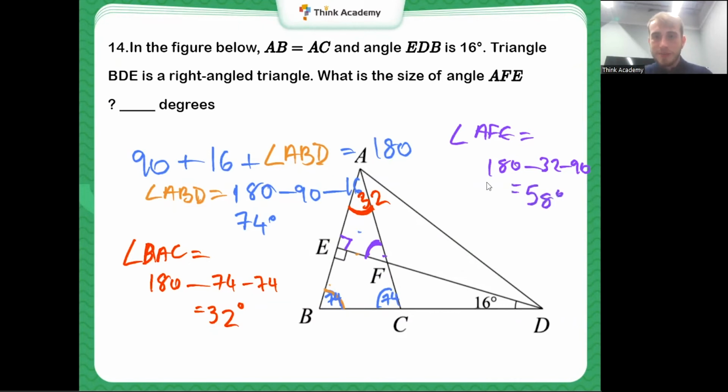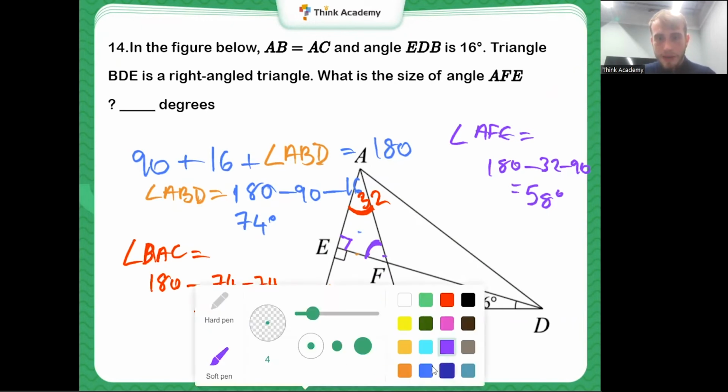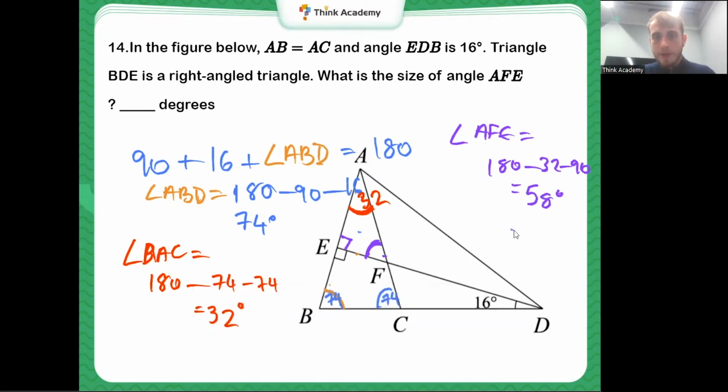So what I'm doing with that subtraction is I'm skipping a step, but I know that 180 is equal to the sum of all three of those angles, 32 plus 90 plus AFE. So I'm kind of working backwards to find the missing angle and doing that in one step. Hopefully you are following along there. Okay. Right. So that was a nice question.